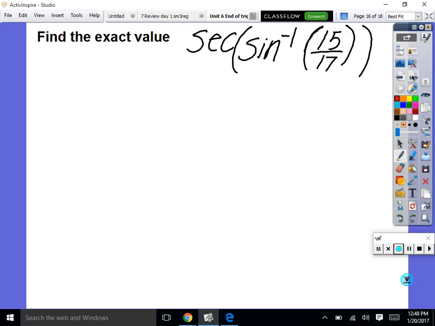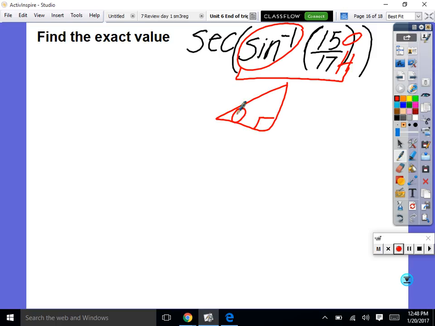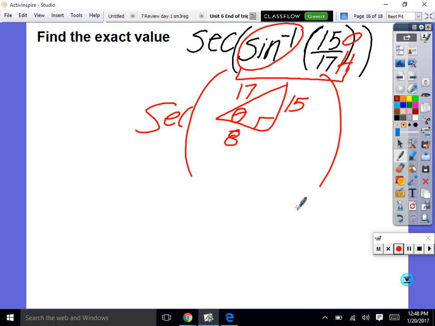Okay. Find the exact value of secant of sine inverse of 15 over 17. So look from the inside out. We have an angle whose sine value is that. That's what sine inverse means, right? So opposite over hypotenuse. Draw a right triangle, because that's not on our unit circle. Put in a theta. Opposite 15, hypotenuse is 17. Then we do the Pythagorean theorem. What do we get? Eight. Okay, so now it says find the secant of that.